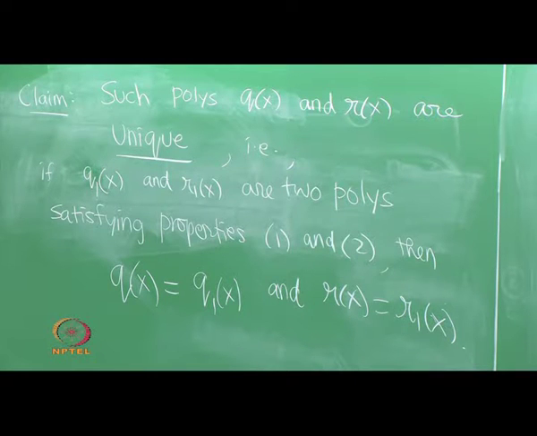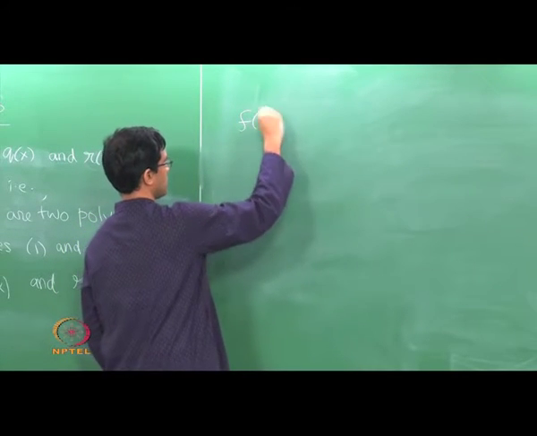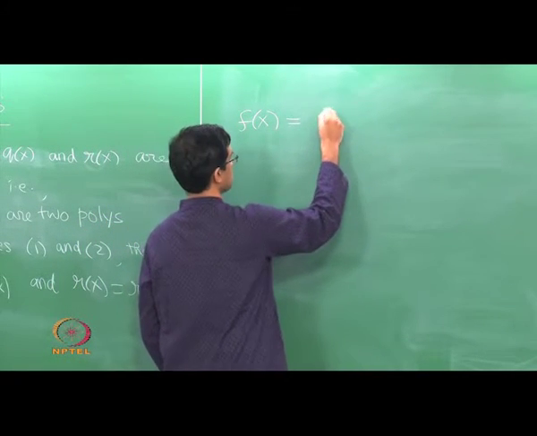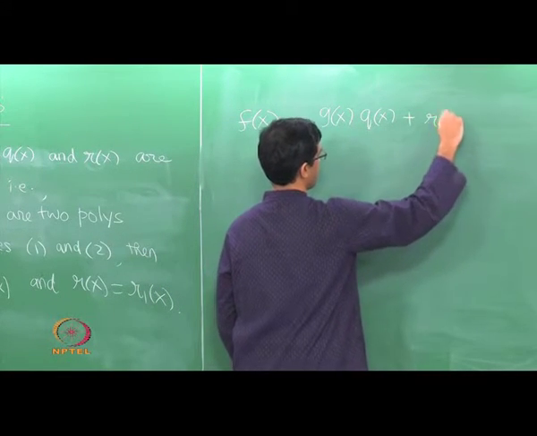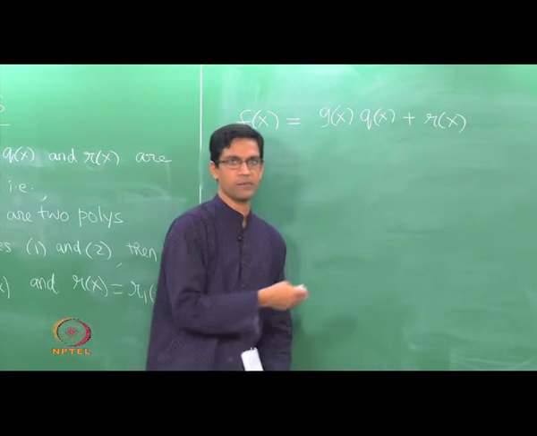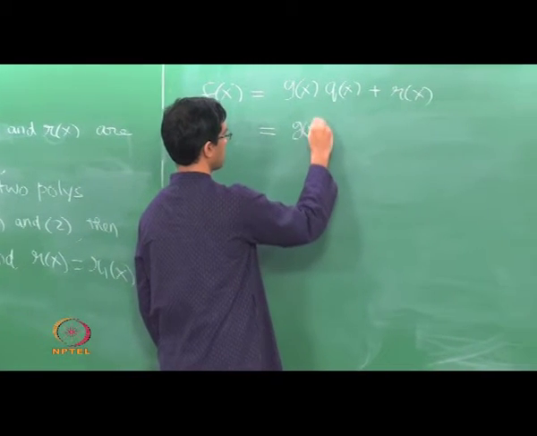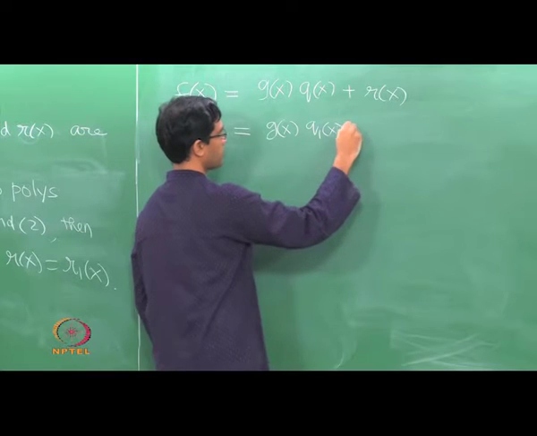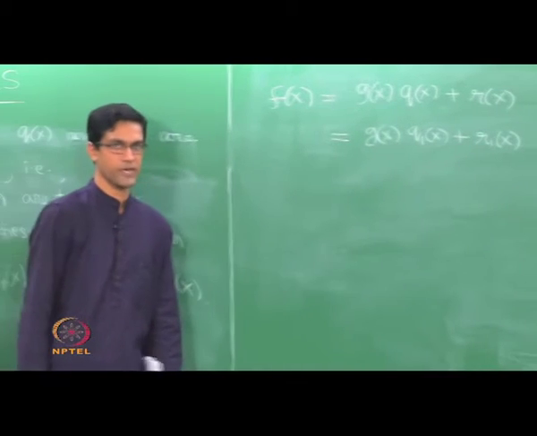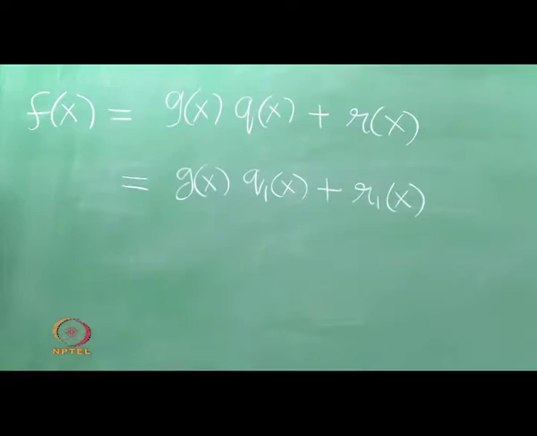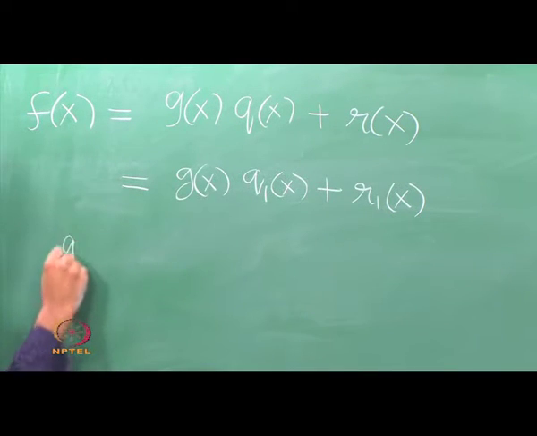It is just a very elementary argument. Let us start with the second property. It says f of x can be written as g of x q of x plus remainder r of x. That is the original polynomials q and r that you obtained by the long division procedure. And now what we are claiming is there is another pair of polynomials q1 and r1 which have the same property. So I am only using property 2 now. The same thing has two different expressions. Given this, what we will do is subtract these two equations.